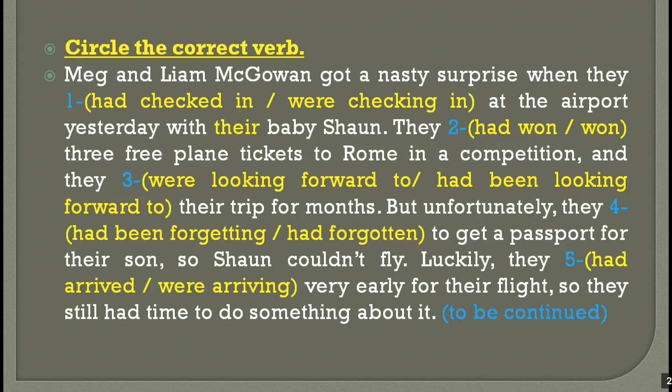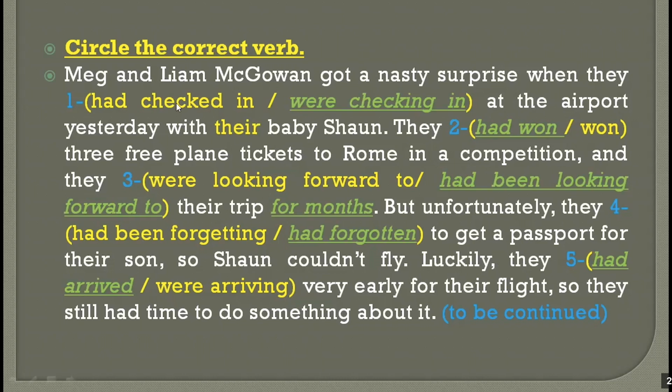Okay, let's take a look at the answers. Megan and Liam McGuan got a nasty surprise when they were checking in, like in the middle of the process of checking in at the airport, they got a nasty surprise. You can never choose the past perfect here. It doesn't make sense. You don't check in first and then you have a nasty surprise after that.